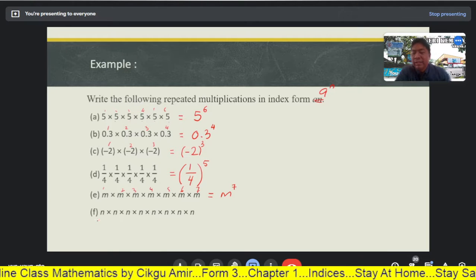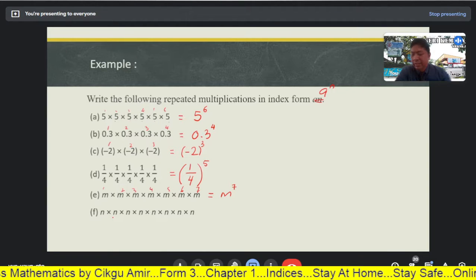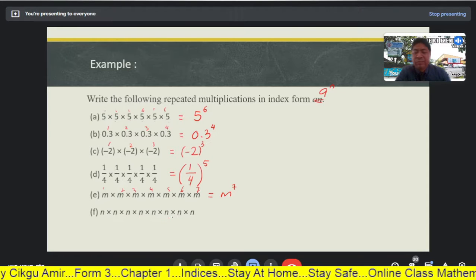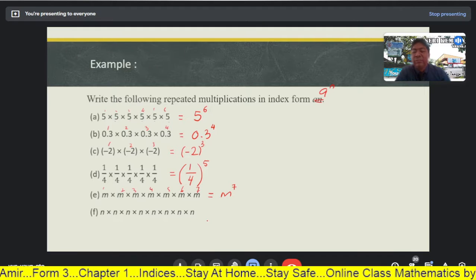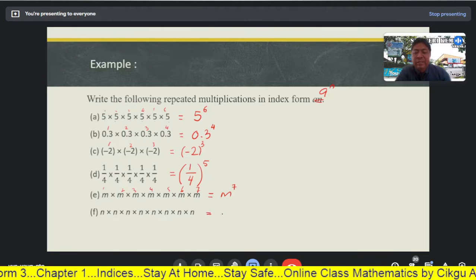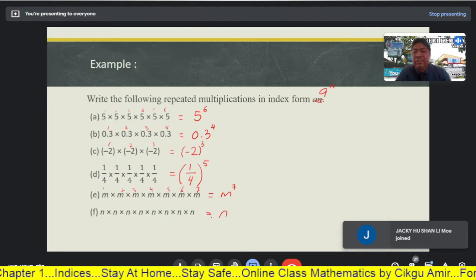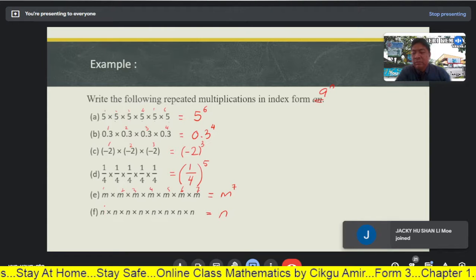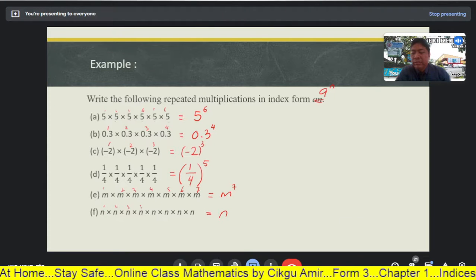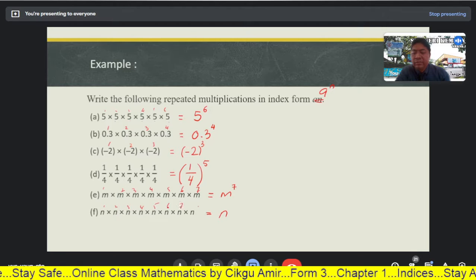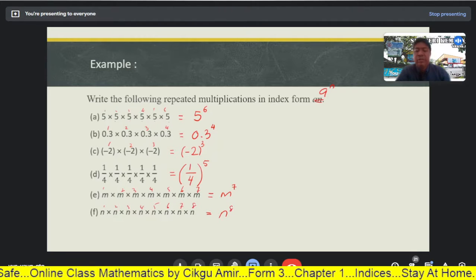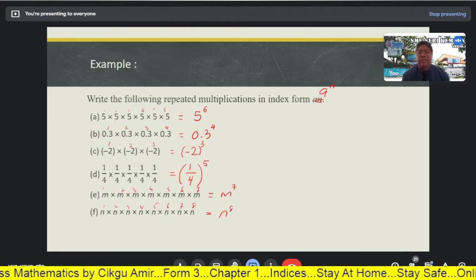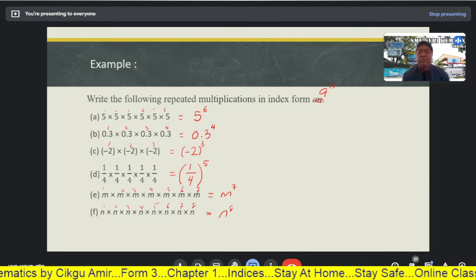The last one, n multiply with n, multiply with n, multiply with n, multiply with n, multiply with n, multiply with n, multiply with n. The base here is n, and the index is 1, 2, 3, 4, 5, 6, 7, 8. So the answer is n to the power of 8.